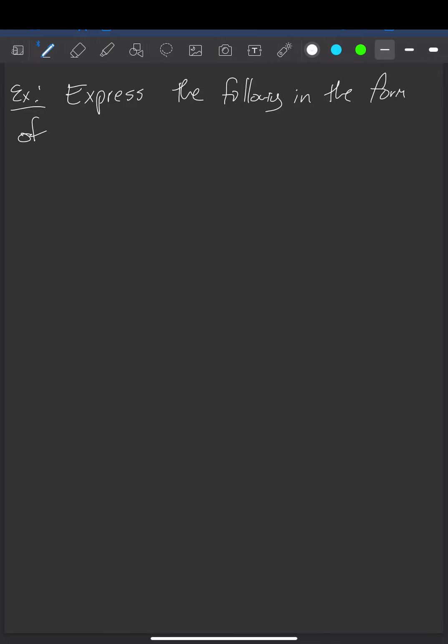So for the following problems, I want you to express the following in the form of a plus bi. What that just means is that I want you to rewrite this in that form. So for the first problem, let's say I have 3 plus 5i plus 4 minus 2i. And I want you to solve for this.